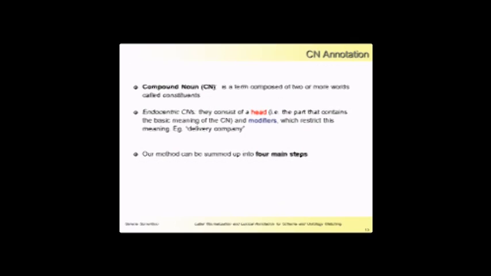Some definitions. What is a compound noun? It is a term that is composed of two or more words called the compound noun constituents. The great majority of English compound nouns fall in the endocentric category, where an endocentric compound noun is characterized by the head modifier structure, where the head has the basic meaning of the whole compound noun, and the modifiers restrict the meaning of the head. For example, for the compound noun delivery company, the head will be company and the modifier will be delivery.